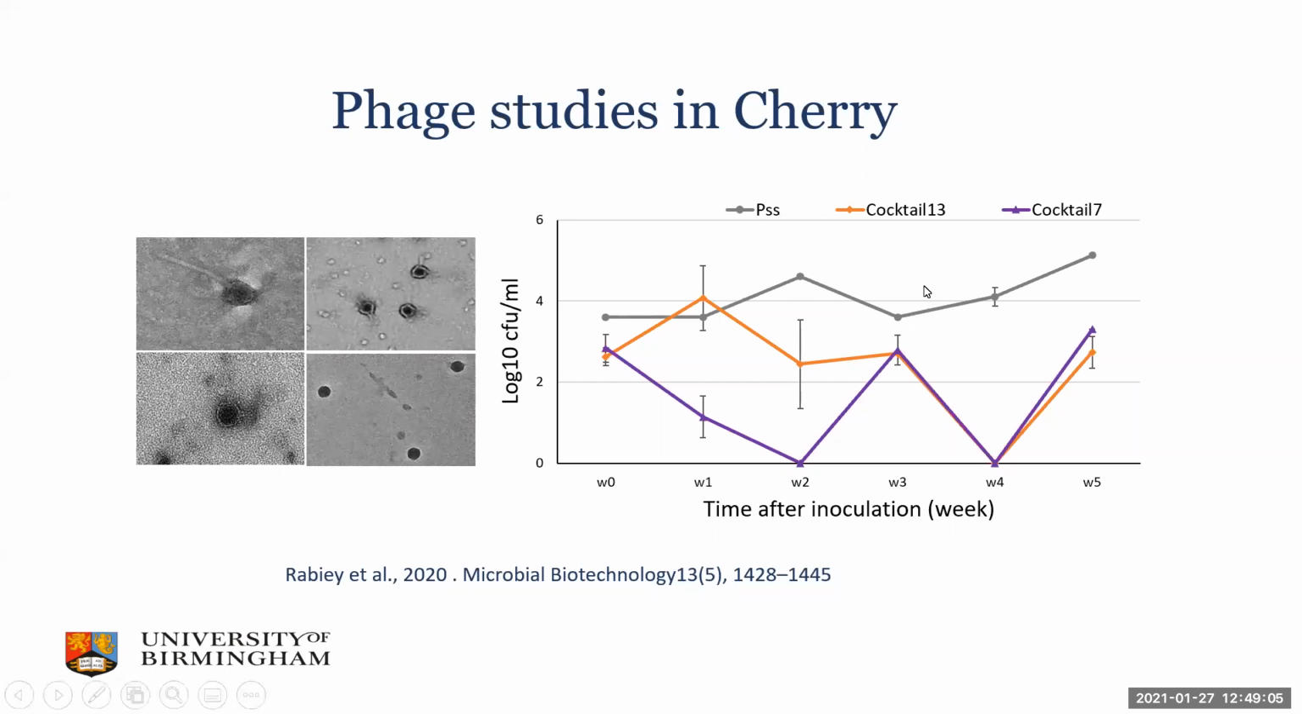As you can see in the graph here, the PSS population alone increased throughout the experiment. However, when we applied a cocktail of phages, the population reduced to almost 0, so it's very effective. However, the fluctuation you see here might be due to bacteria resisting the phage, or due to the use of multiple phages causing an antagonism effect between phages.